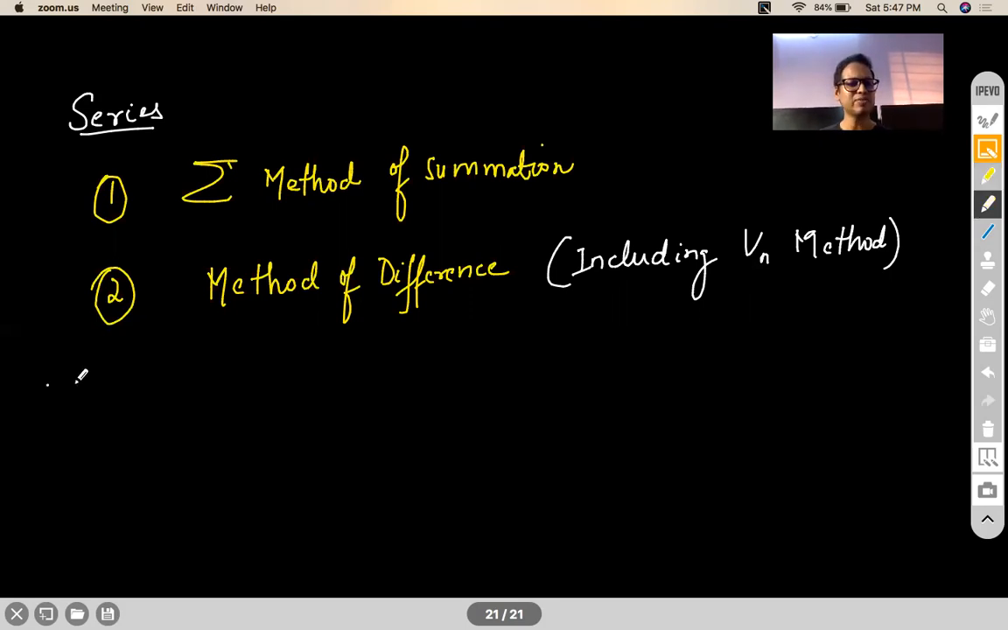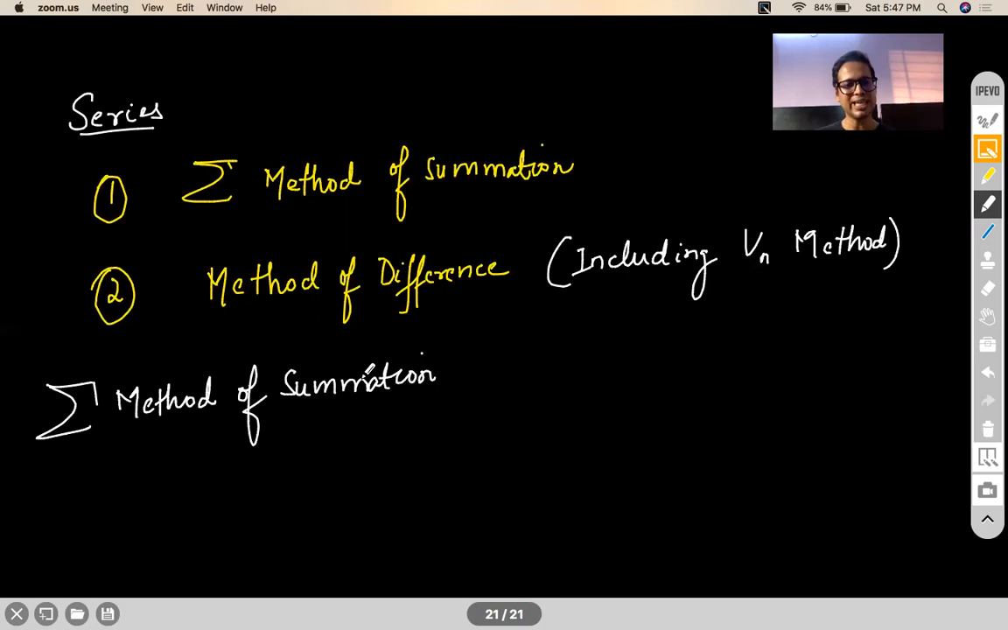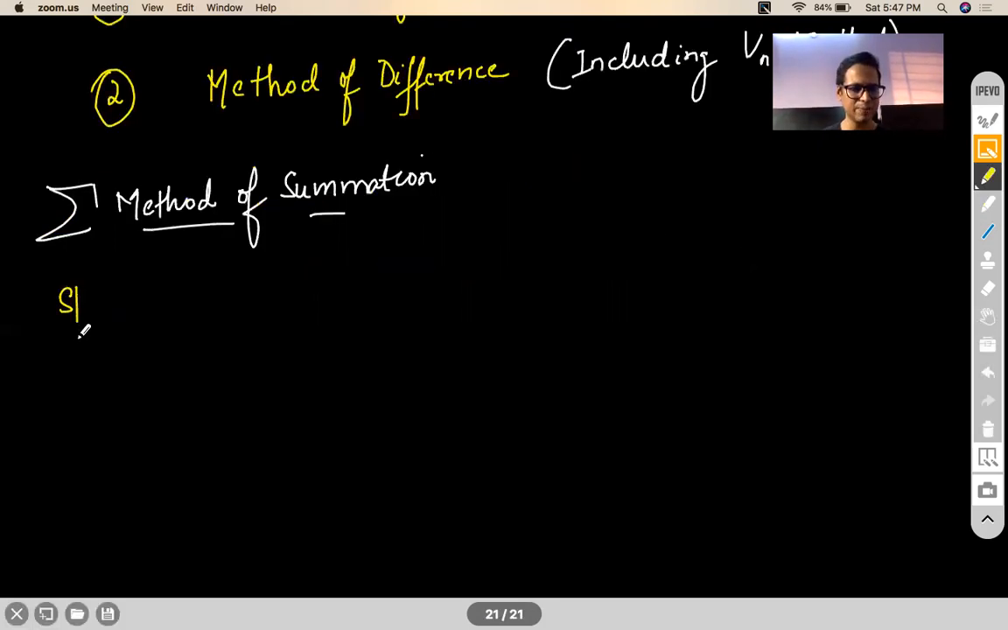The sigma method of summation basically works on special series. For understanding this concept, we have to talk about some special series. Special series are nothing but the building blocks of the sigma method of summation. If you understand these building blocks, you can keep using them for the sigma method of summation. So what are these special series?